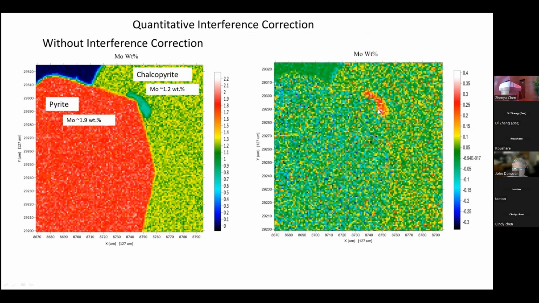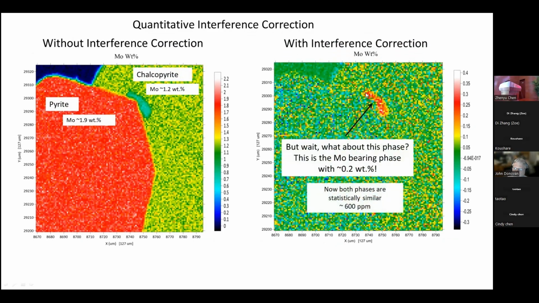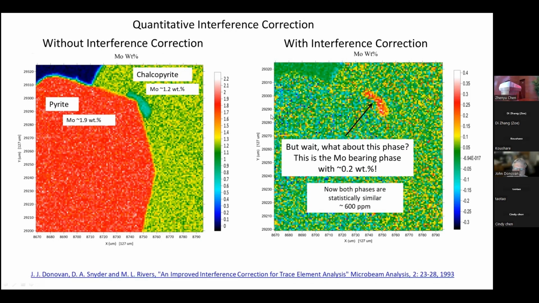If we apply the interference correction, I'm sorry, the quantitative matrix correction, they're statistically similar. And in fact, the really interesting thing is that this phase here is actually the molybdenum bearing phase. So again, we can do this, we just have to apply it. That was published in 1993, but we've applied it to maps now as well, quantitative maps. These are actual concentrations, not just color values. These are actual weight percent values. Molybdenum weight percent without the correction and with the correction.